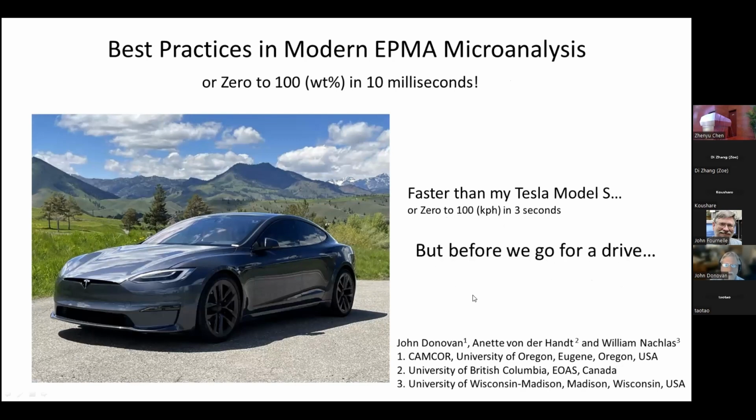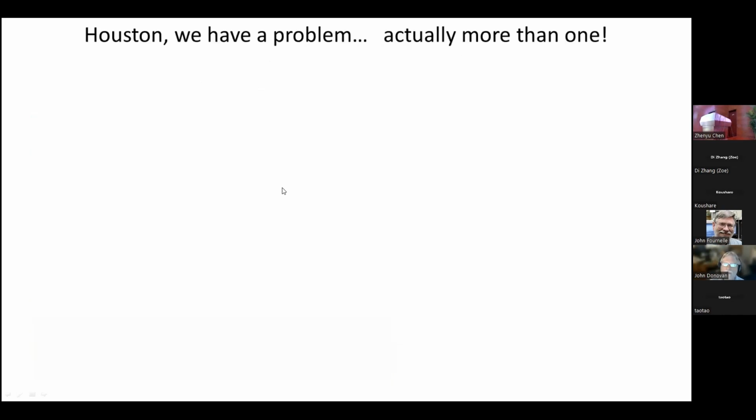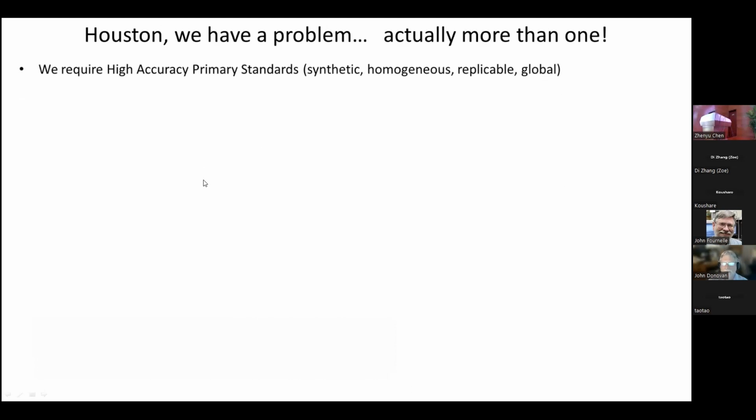Before we go for a drive, we want to discuss some situations that John has alluded to. One of the problems is we really need high accuracy primary standards. And by the way, I should mention, I'm going to try to talk slow. It's not my natural style, but I will go through the slides fairly quickly, but I will also post a PDF of this presentation on the Probe Software user forum, so you can look at it at your leisure.